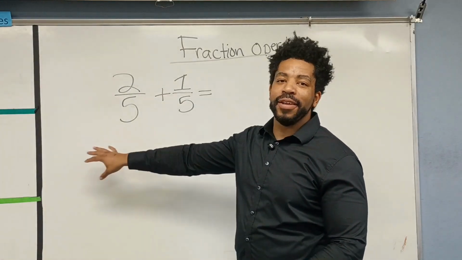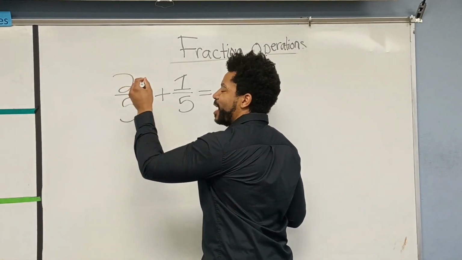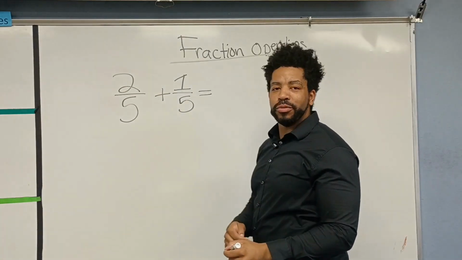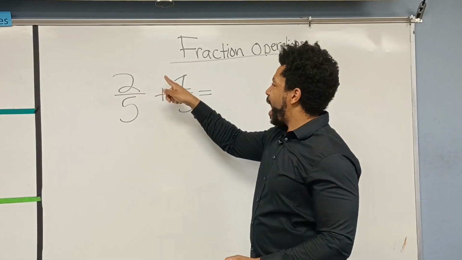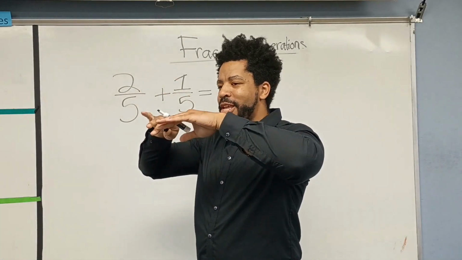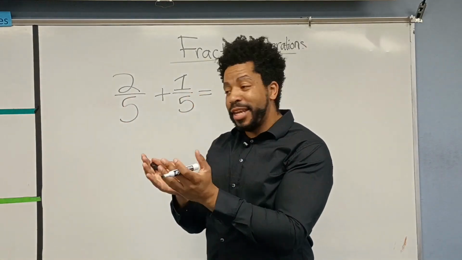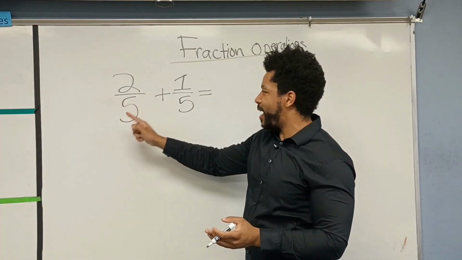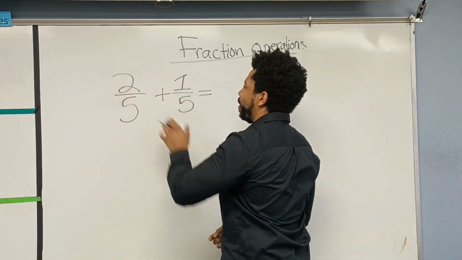Now, when you're adding fractions, the key is you want to keep the denominator the same. Okay. And here's the reason why. If this is 2 out of 5 and 1 out of 5, we're talking about the composite of the same amount of things. So look, this is out of 5 and that one's out of 5. So all you have to do is combine the top part.